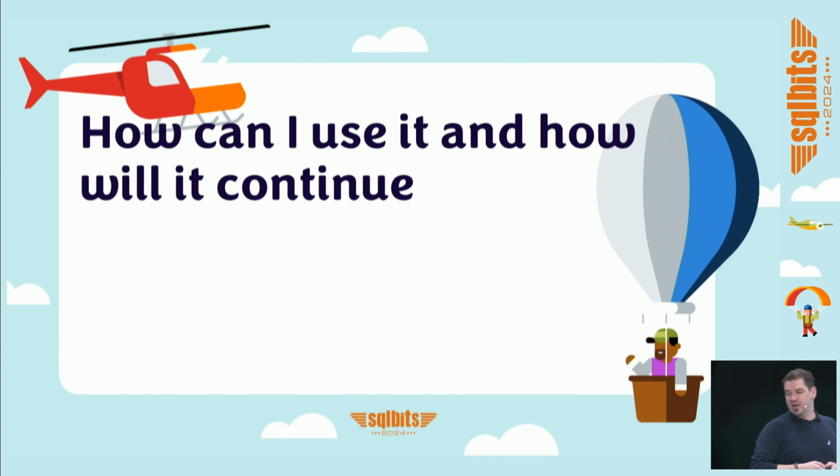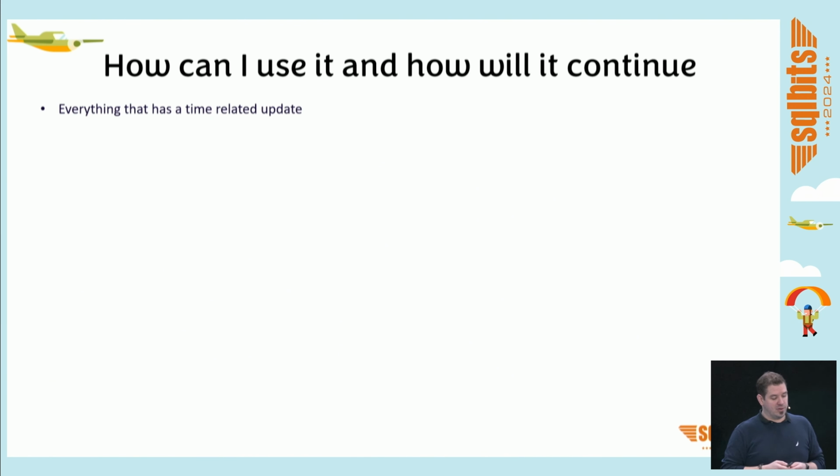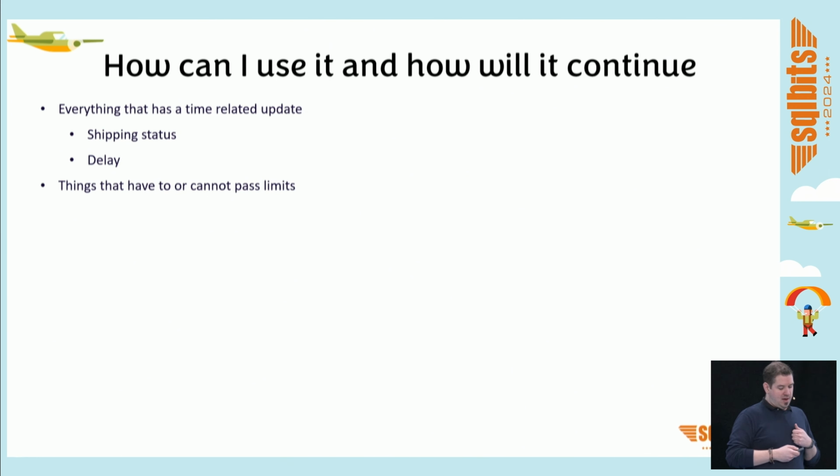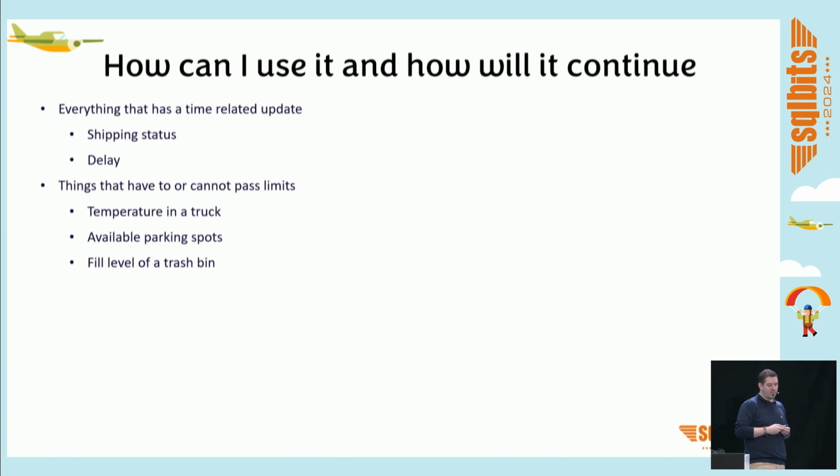So how can I use it, and how will it continue? The first thing, everything that has a time-related update, you can use it: shipping status, delays, and so on. Then things that have to or cannot pass limits. We had the temperatures. We had the times. Everything with times you can use.